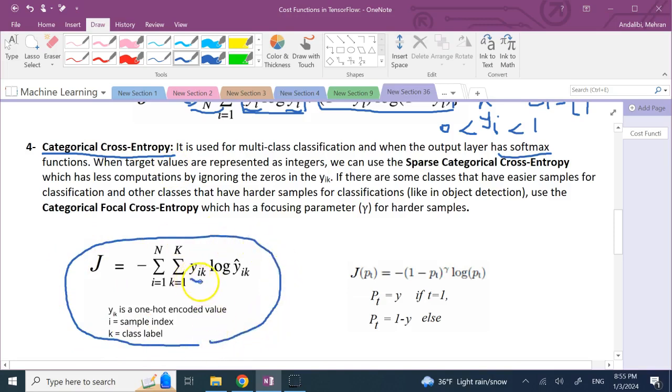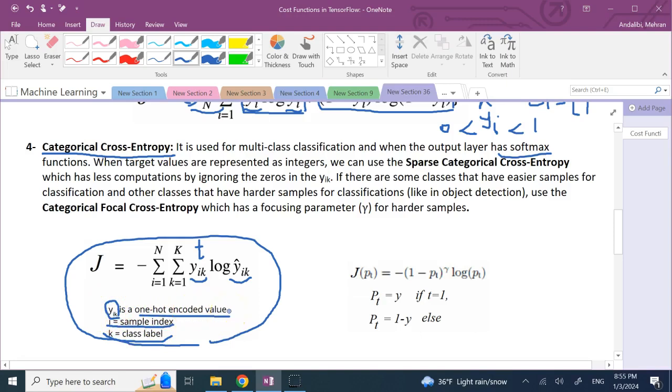So again, here you have those t values, right? And you have the predicted values. And here you have to take a double summation where index i is for sample index and index k is for class label. And y_ik, these targets, are one-hot encoded values. And if you look at my previous video, I explained one-hot encoded values. What does it mean, right?